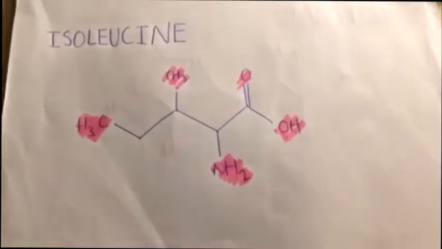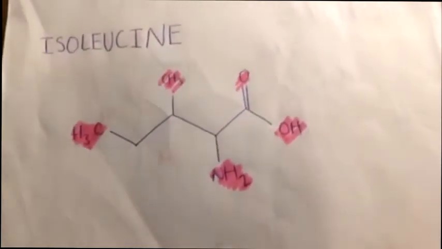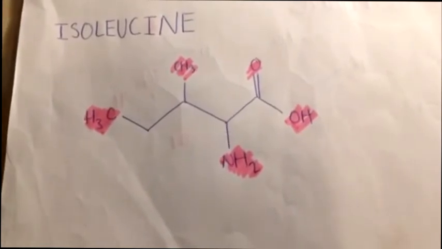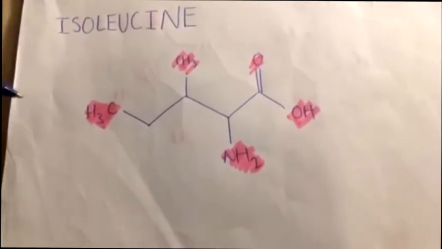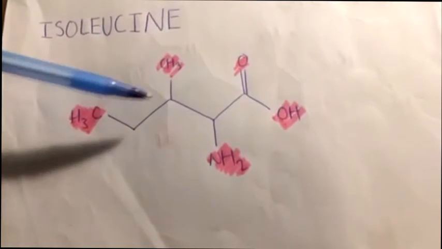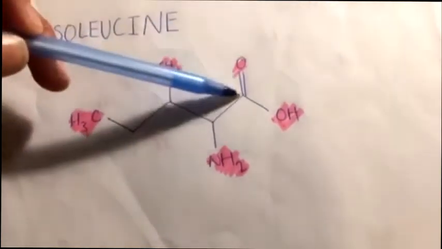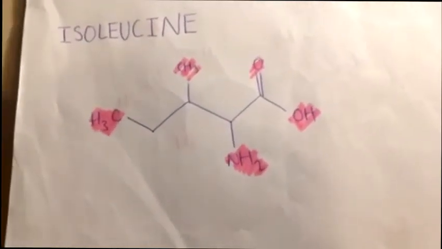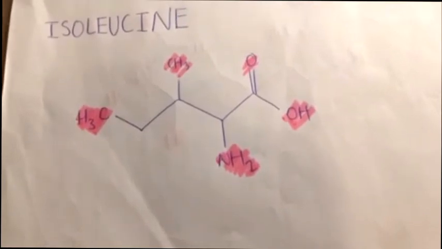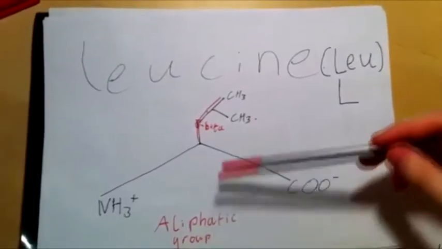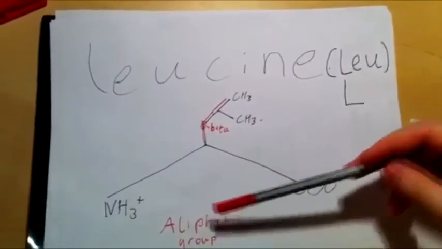Next one up is isoleucine. As you can tell, this is the chemical structure of the amino acid. It has 2 chiral carbon atoms, which means that each carbon atom, this one here and this one here, are attached to 4 different groups. So this is leucine. This is an amino acid with the alpha carbon group.